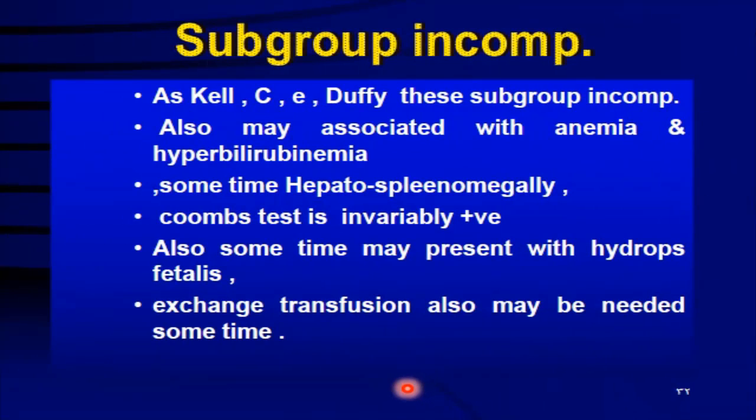Now, subgroup incompatibility. There are subgroups such as Kell, C, E, W. These subgroup incompatibilities may also be associated with anemia and hyperbilirubinemia, sometimes hepatosplenomegaly, and the Coombs test is invariably positive. Sometimes they may also present with hydrops fetalis. Exchange transfusion may also be needed sometimes.